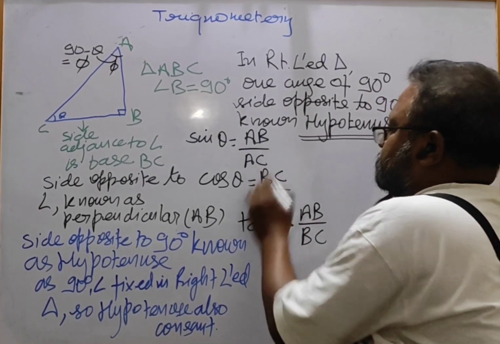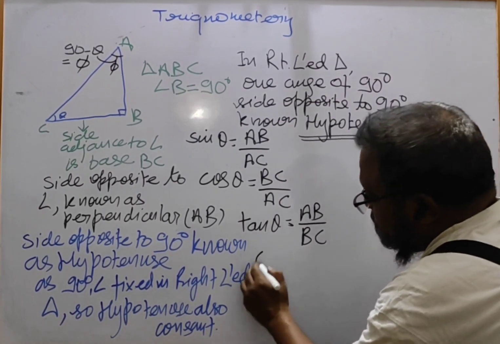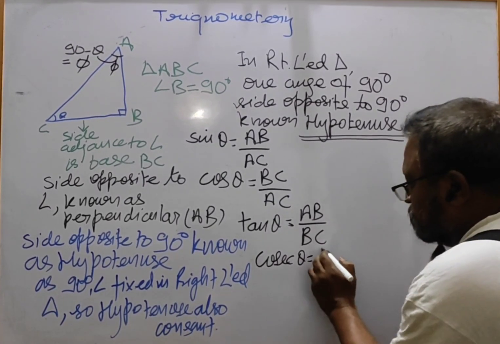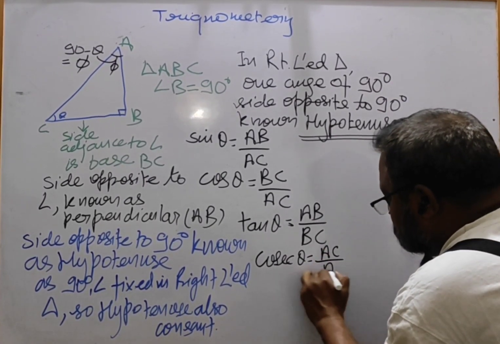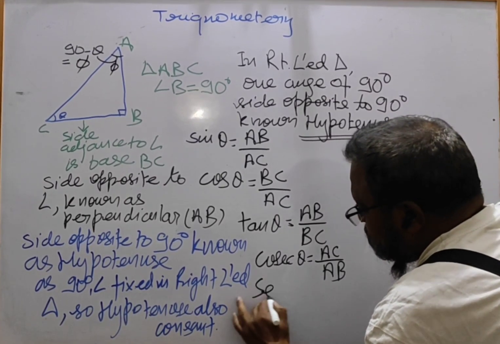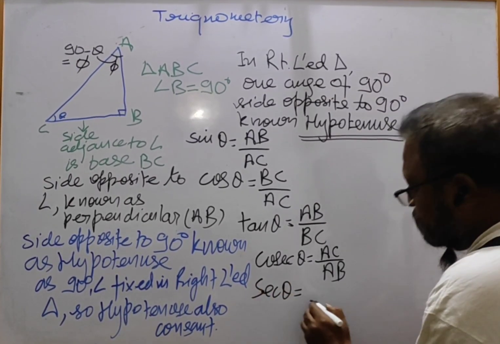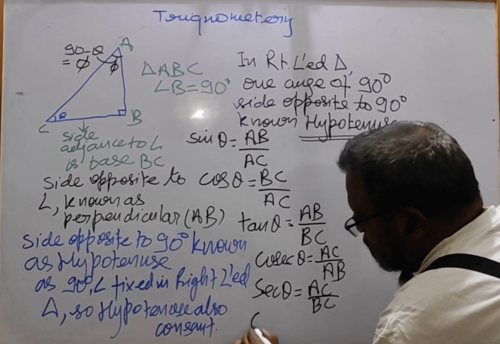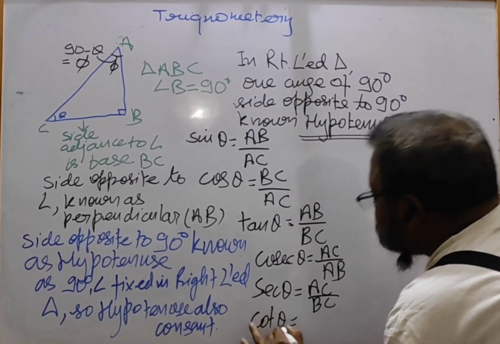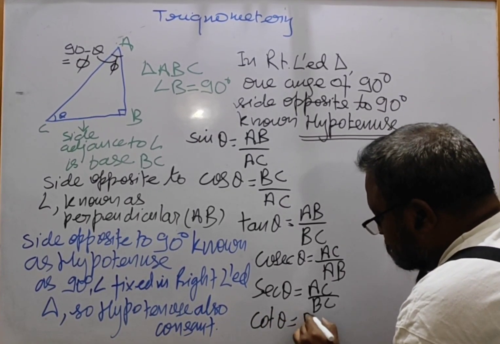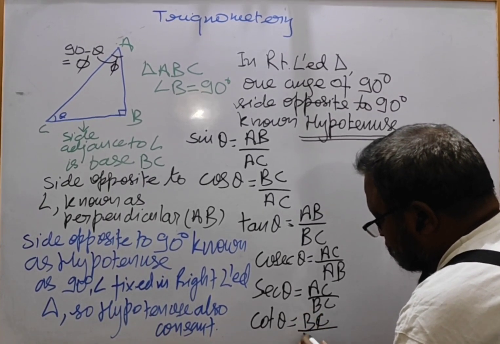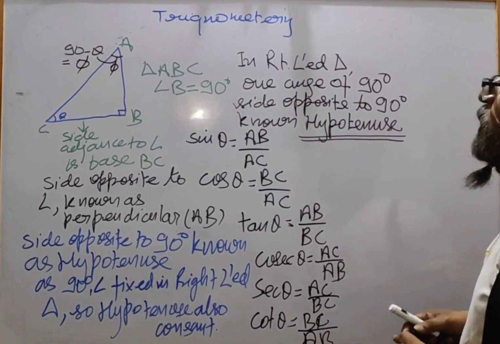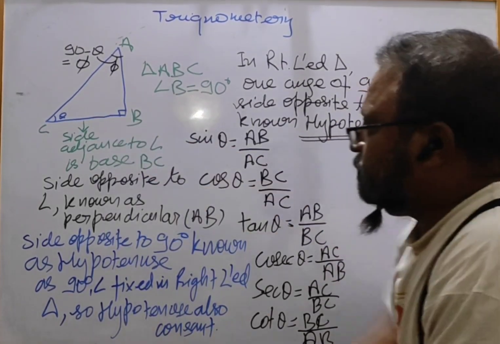Baki inverse, right? Cosec theta is equal to AC upon AB. Sec theta is equal to AC upon BC, and cot theta is equal to BC upon AB. Fine. This is when we have considered theta.